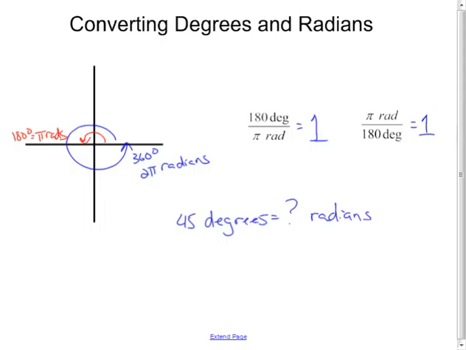Okay? So I'll rewrite this as 45 degrees, DEG. I'll put it over 1, so it looks like I'm dealing with a fraction. It'll help me in a second. Okay? And now, if I want to be able to convert and get rid of degrees, I'm going to multiply by one of my factors here.